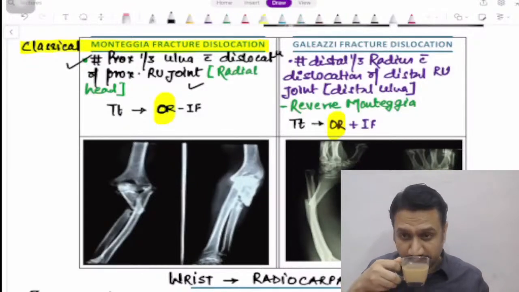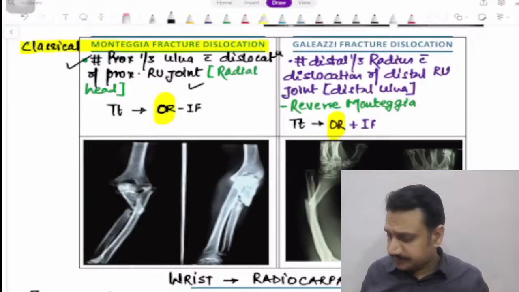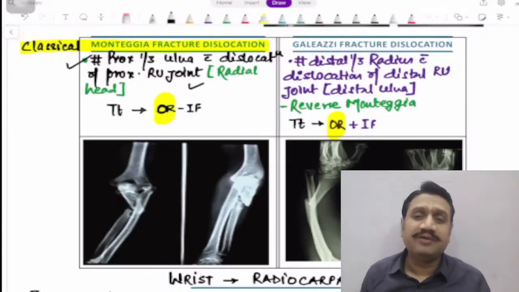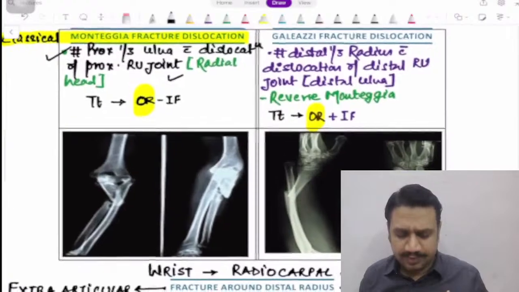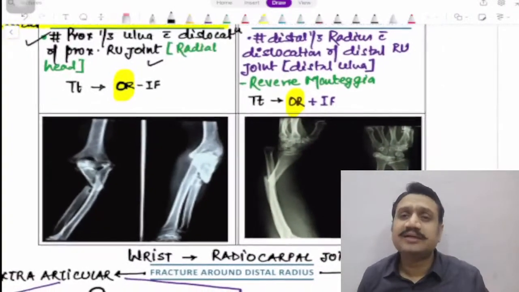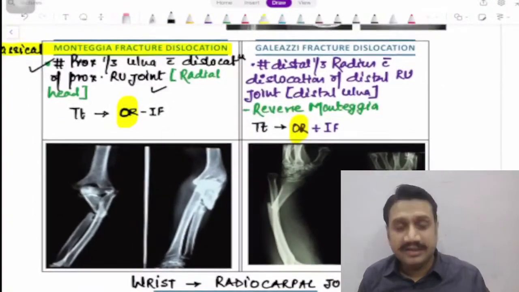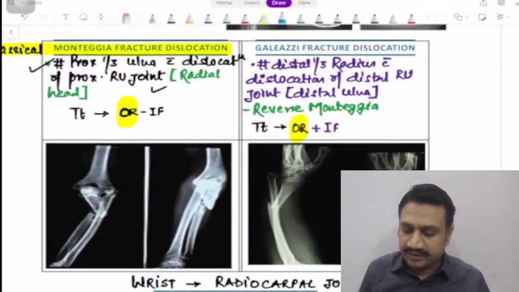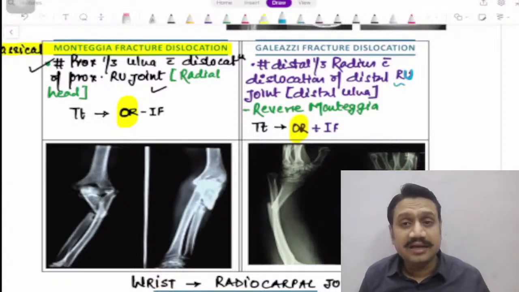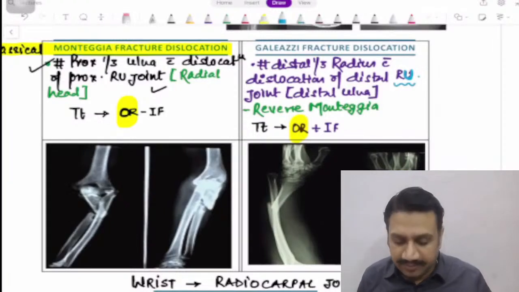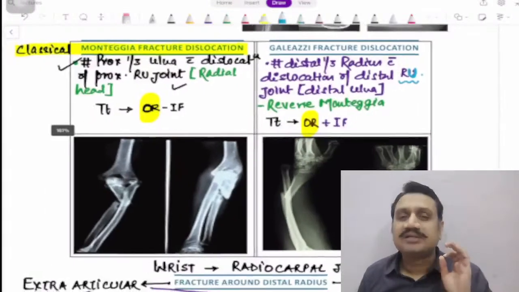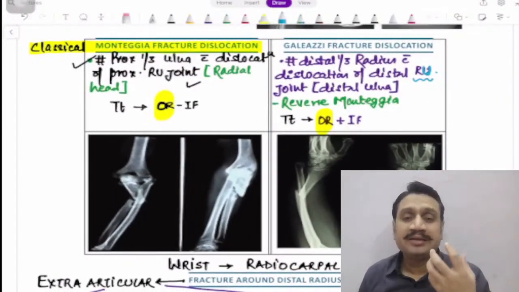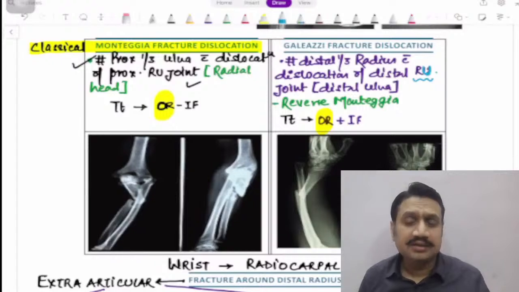All right. This is Monteggia, and when you have a reversal of Monteggia, absolute reversal, it is called Galeazzi. What is that? Fracture of the distal 1/3 of radius with dislocation of the distal radio-ulnar joint, right? That is distal ulna. This is called Galeazzi.